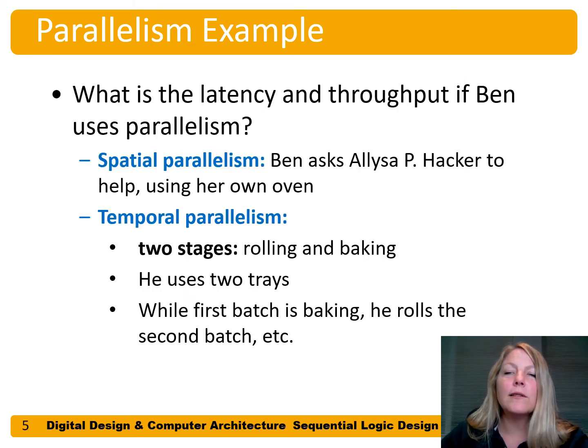Now let's suppose Ben decides to use parallelism. We can consider both spatial parallelism, where he asks his friend Alyssa to help him, or temporal parallelism, where he uses 2 stages to roll and bake the cookies. And he's going to need 2 trays because while 1 tray is in the oven, he's going to be rolling the next tray.